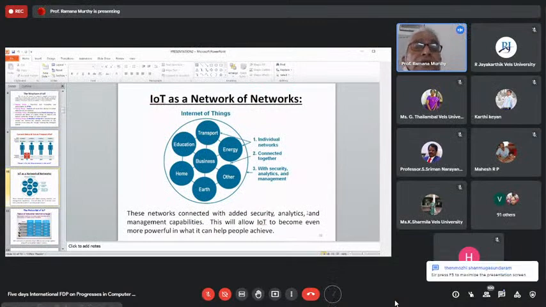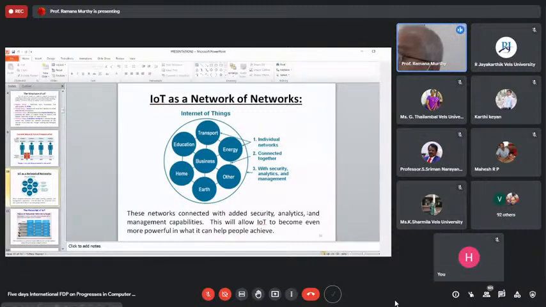Now, next comes how IoT as a network works. Basically, you know very well, as far as networking is concerned, there are three types of models: the three-layer model, the 5-layer model, and the 7-layer model, which we call OSI. In addition to that, TCP/IP has also come. I will speak about that.